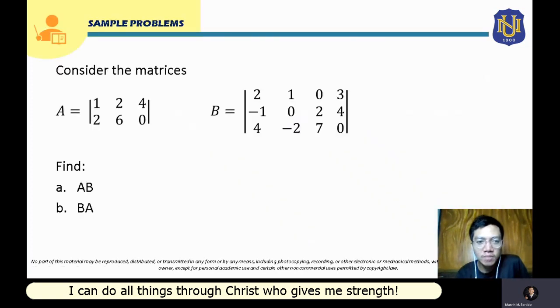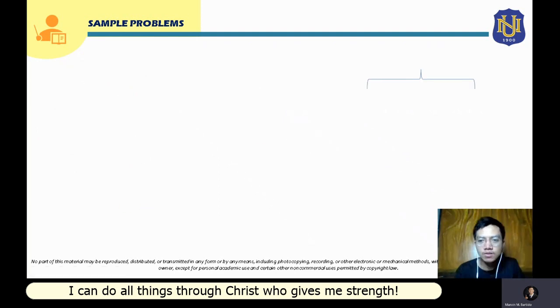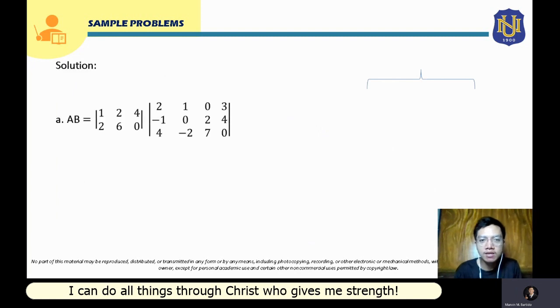So now let's consider matrices A and B. This is matrix A and this is matrix B. We are asked here to find AB and then BA. So let's start solving this. Let's solve letter A. Our letter A is the product of A and B. So this is AB.